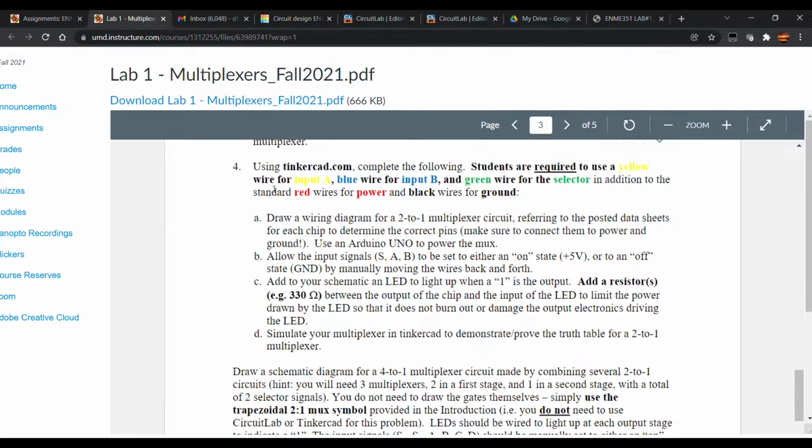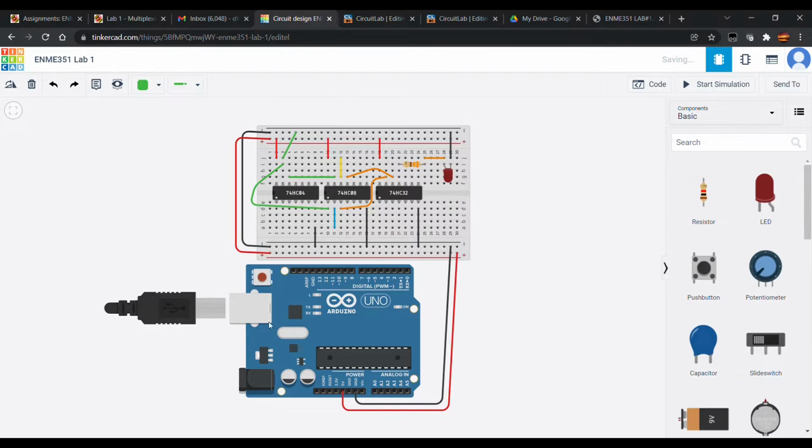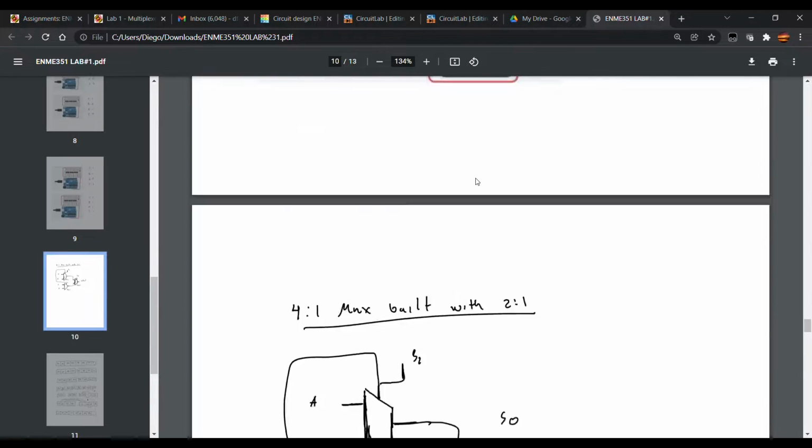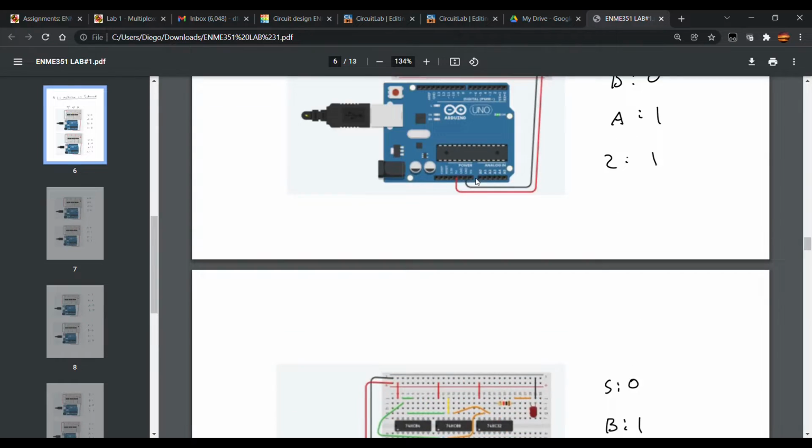For part 4 of our lab, we had to use Tinkercad to build our 2-to-1 multiplexer using ANDs, ORs, and NOT gates. And here we follow the code of yellow wire being input A, blue wire being input B, and our green wire being our selector wire. So this is the design that we came up with, and we have A right here, B right here, and our selector right here. And the results that we got with that were the following.